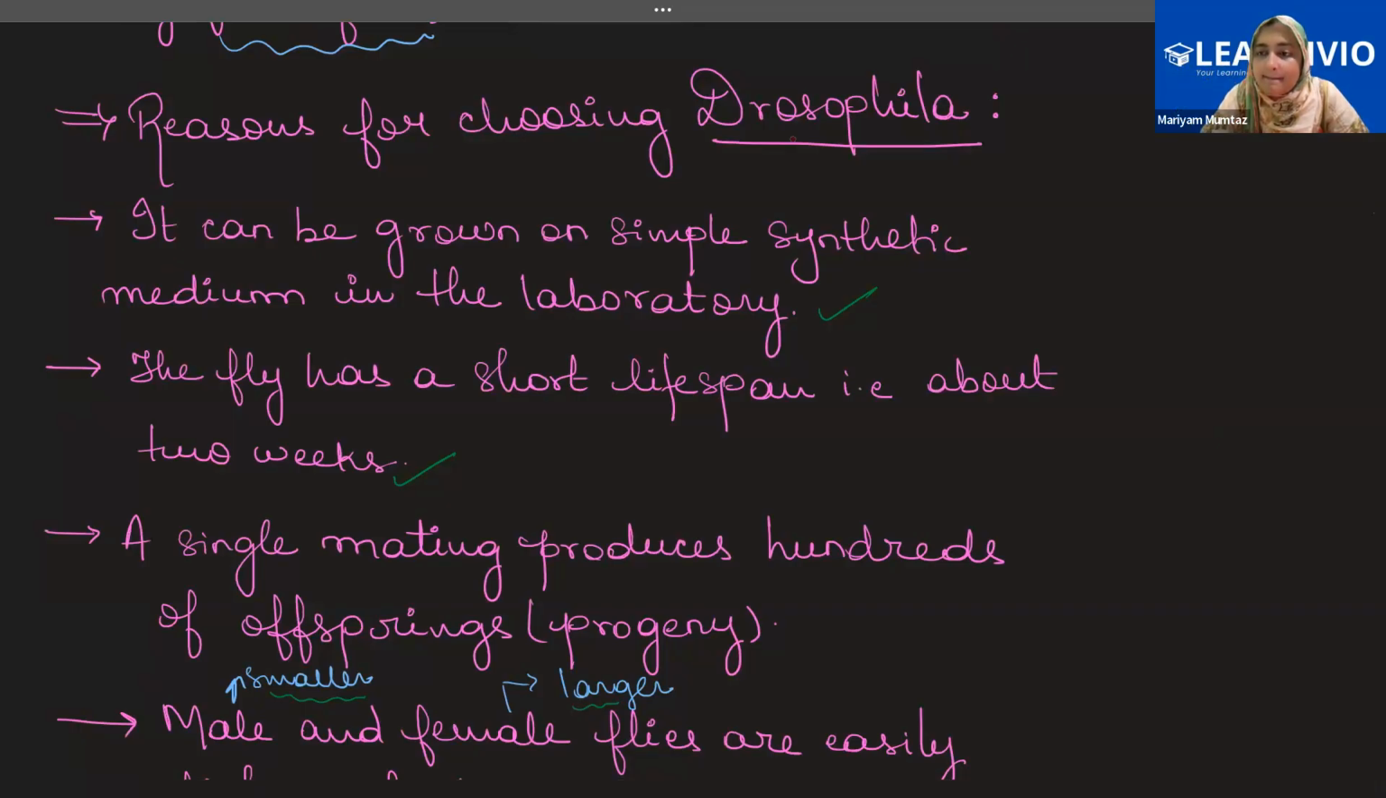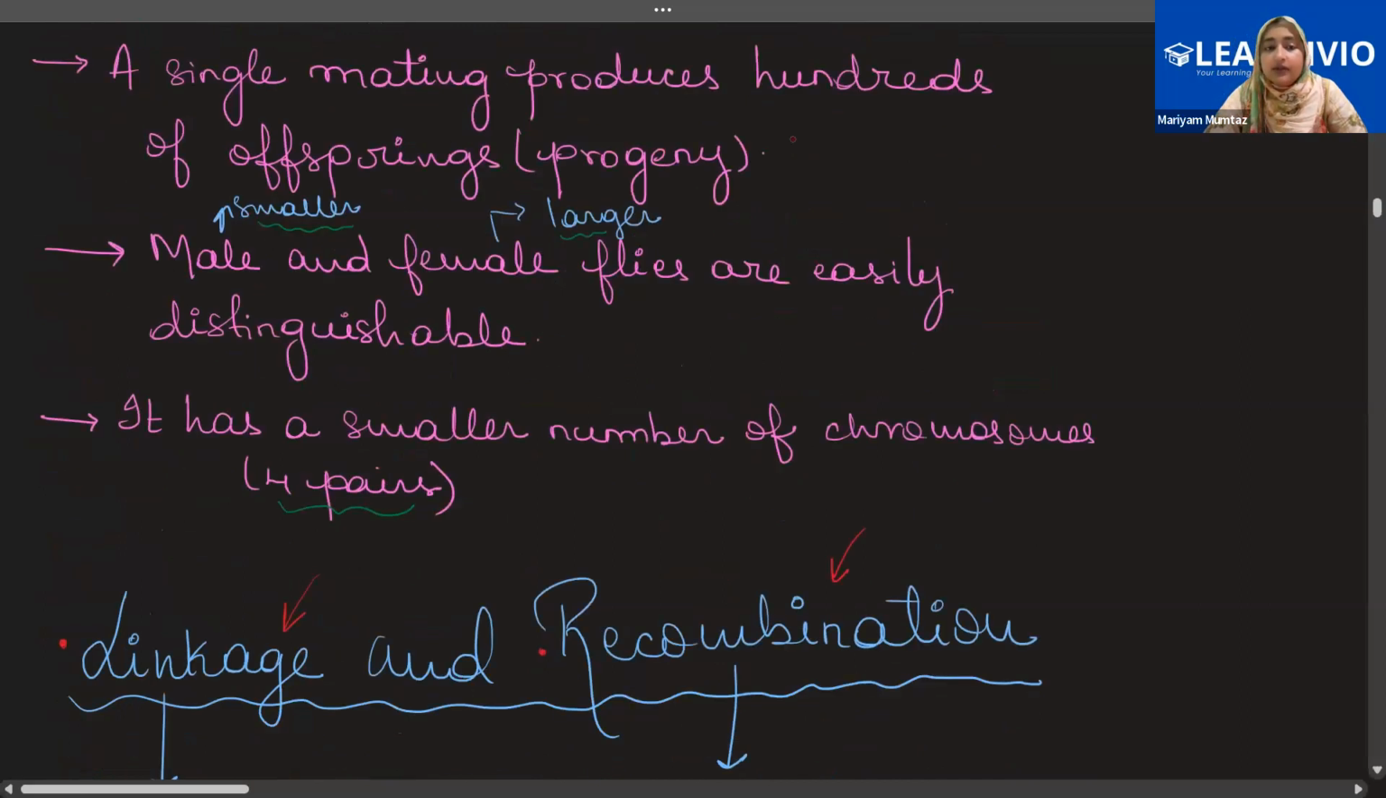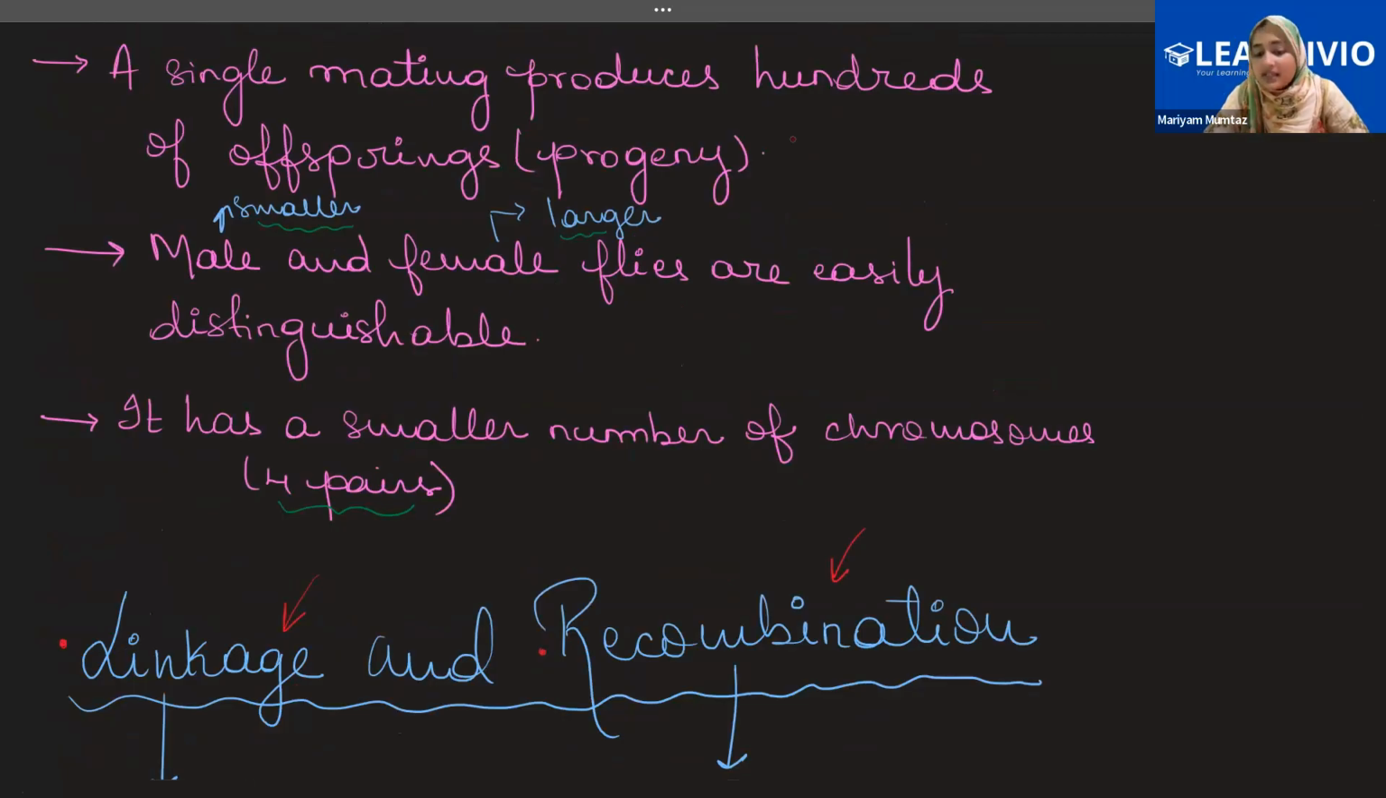They also have a lot of varieties, not just one or two, but many of them. The more important thing is that once they reproduce, they produce a lot of offspring. More offspring means more data, more observations, so that will give a better result. Also, the male and female flies are easily distinguishable. You can see the male with red eyes and the female with white eyes.